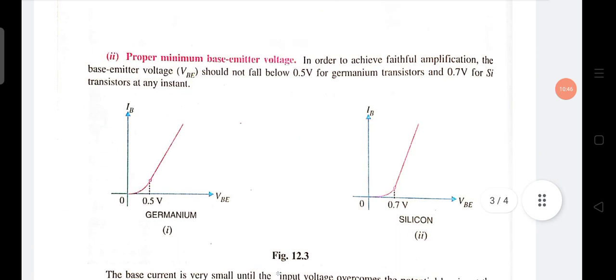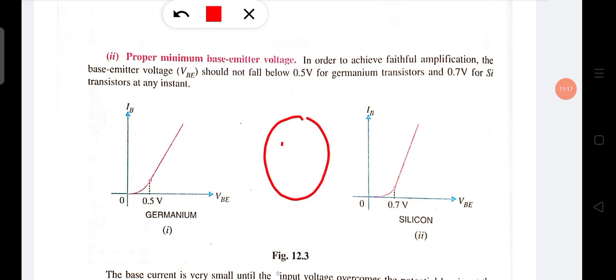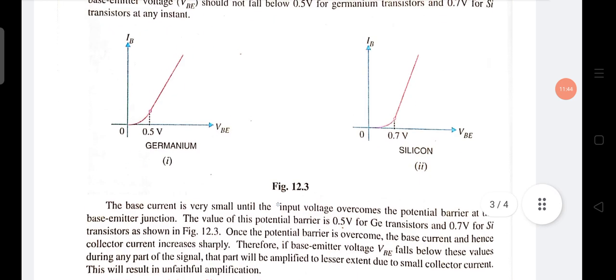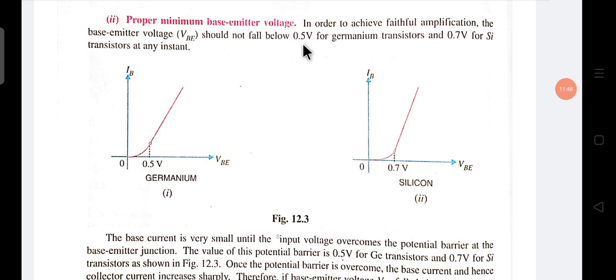Now the next condition is proper minimum base emitter voltage. In order to achieve faithful amplification, the base emitter voltage VBE should not fall below 0.5 volt for a germanium transistor, and 0.7 volt for a silicon transistor, at any instant. In the transistor, this is the base, this is the emitter. So this VBE voltage should not be less than 0.5 volt in the germanium transistor case, and 0.7 volt in the silicon transistor case, because at or below that voltage, this is the barrier.